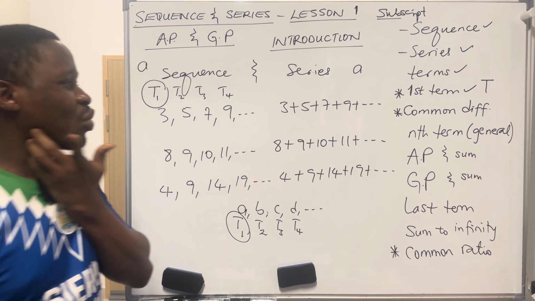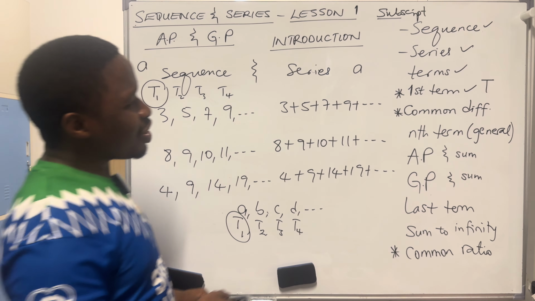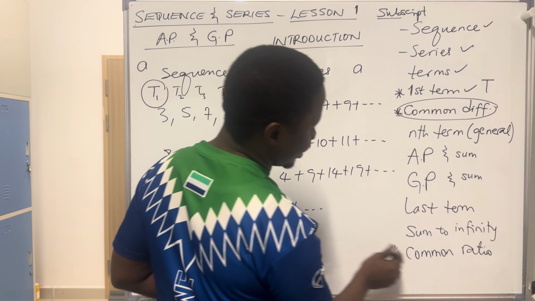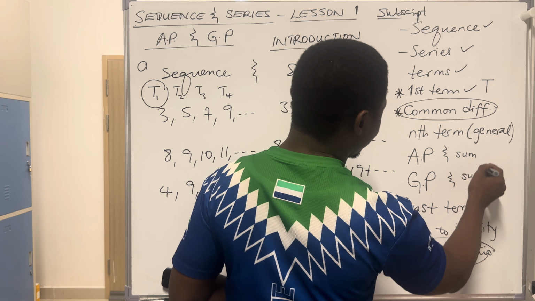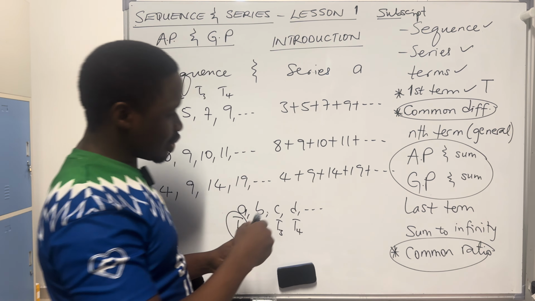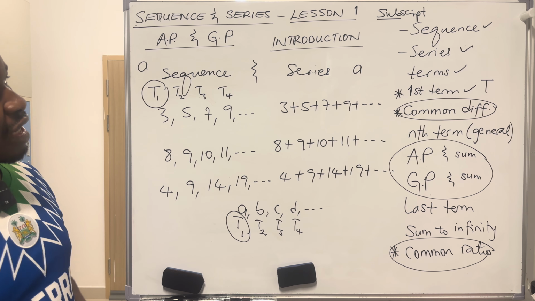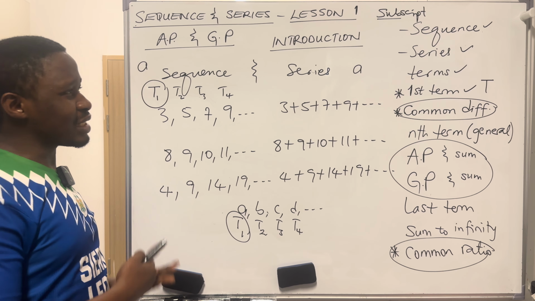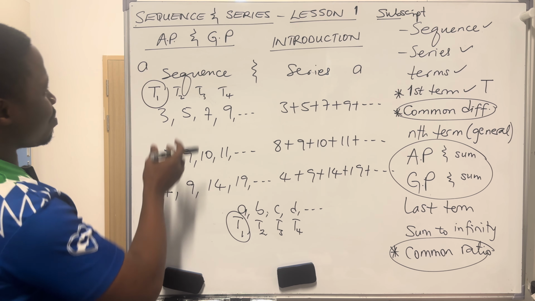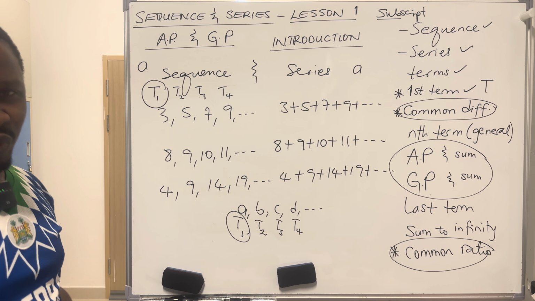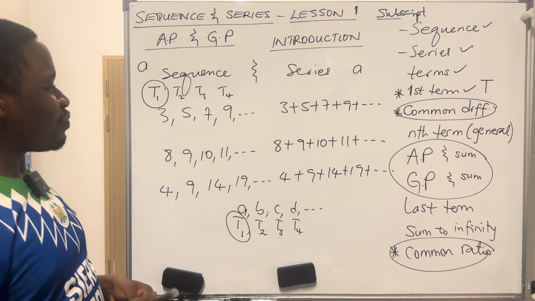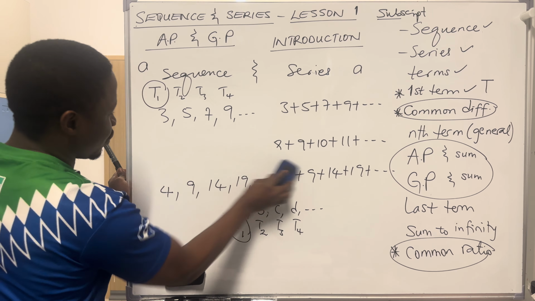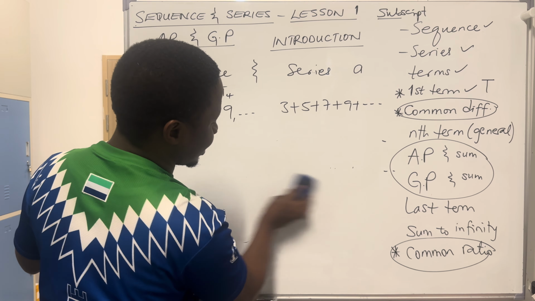Now let's come to what we call common difference. I want to reserve this one for AP and GP, and also common ratio for these two, AP and GP. There is something again I think I've forgotten. Types of sequence, types of series. Basically, we have two types of sequence: finite and infinite.